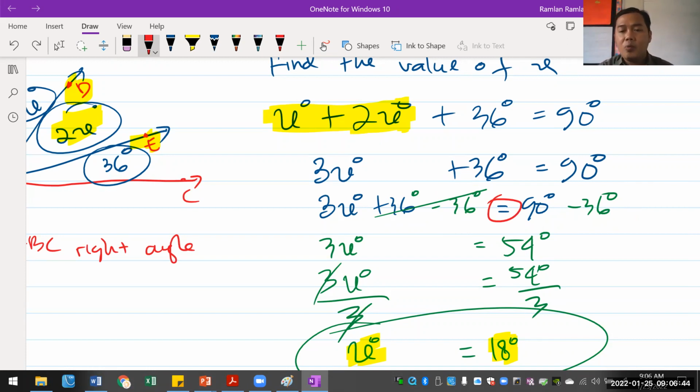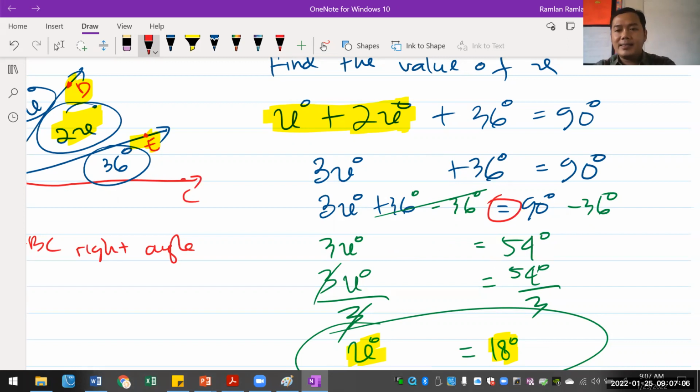And why are we doing that? Because we want to get rid of this 36, because 36 minus 36 is equal to 0. Actually, I can write down this is equal to 0, but I don't need to write that down because it's useless, ya. Yang nggak perlu ditulis, gitu ya. Ya udah, nggak usah. And then we know that 90 minus 36 is 54, so I'm just gonna write that down.